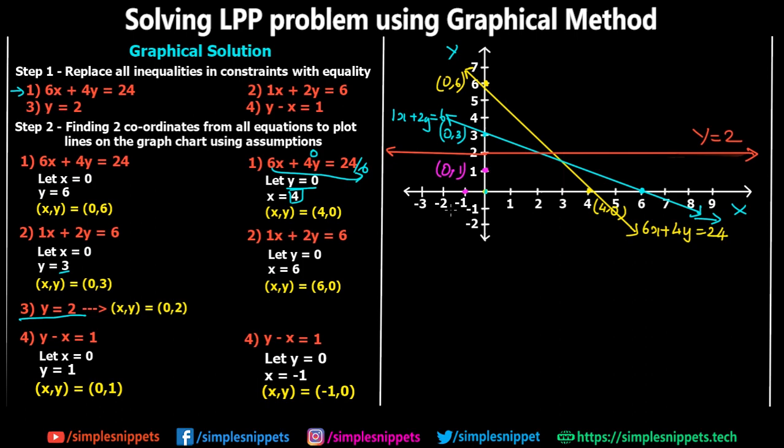So this is that line. If you plot these 2 points, this is what you get over here, right? When you make a line by joining these 2 points, this is that line, and the equation for this line is y minus x equals 1.